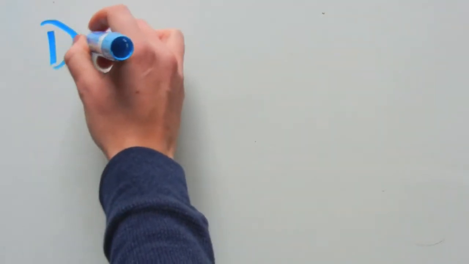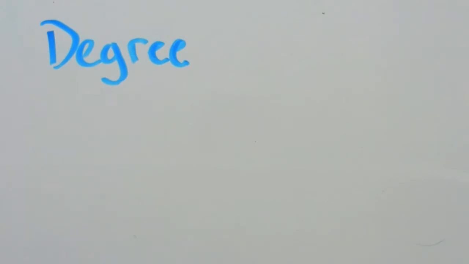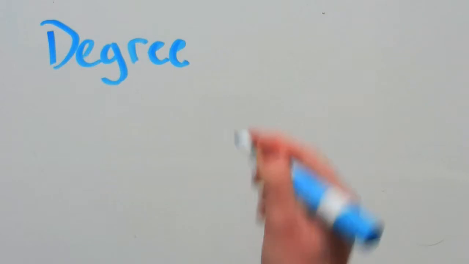In this video, we are going to discuss degrees and angles. What exactly is a degree? A degree is a way that we can measure an angle.